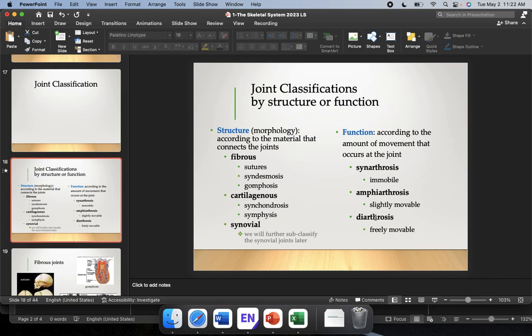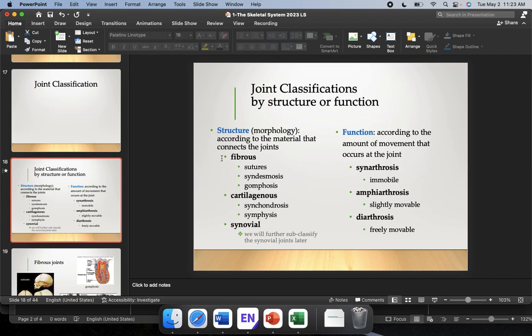One thing that I feel is important to mention is our joint classification by function exists a little bit more on a spectrum, as at different points in our lives we might have a joint that is more immobile compared to slightly movable. For example, the sutures that we have in our head, when we are young and little, especially coming out of the birth canal, those sutures are more slightly movable, and when we reach adulthood, or even into our late teens, those joints are much more immobile. So our functional joint classification exists a little bit more on a spectrum, whereas our structural joint classification, because it's based on the material, is very much more set.